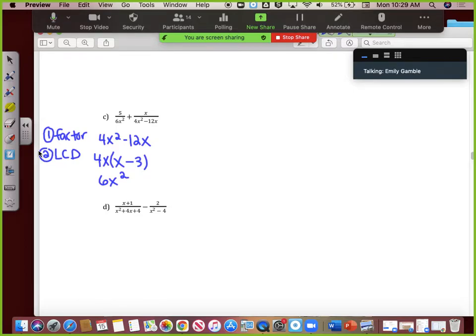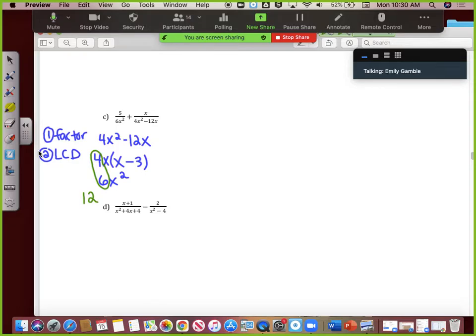So looking first at the 4 and the 6, the least common denominator number for just the constants would be 12. So I would need to get the 4 to turn into a 12 and the 6 to turn into a 12. So I know the least common denominator is going to have to be 12 for the numbers. And then again, here's just where it gets confusing.